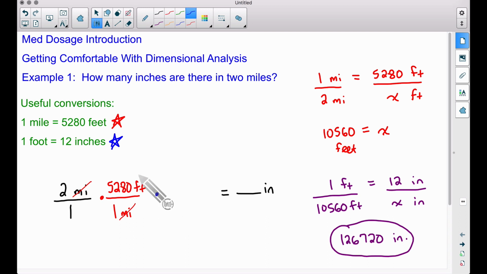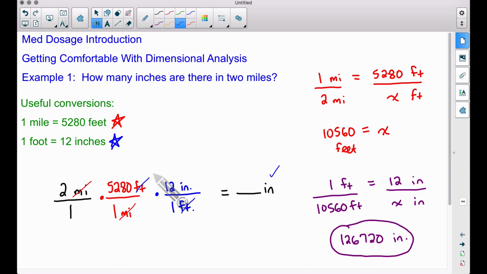Since we have feet at the top, I want to put this at the bottom, 1 foot. And since we have 1 foot equals 12 inches, we're going to put 12 inches at the top. Our feet cancel out, and the only word we have left in this multiplication of fractions is the word inches, which matches exactly what we want to get over here. Now we are ready to multiply these fractions together.